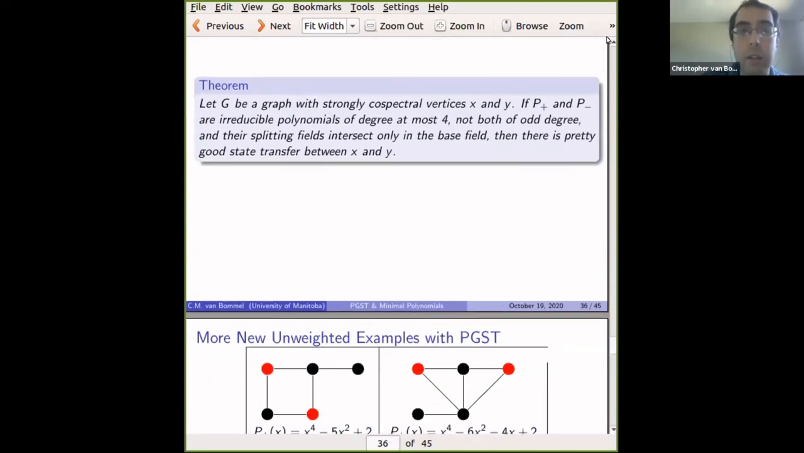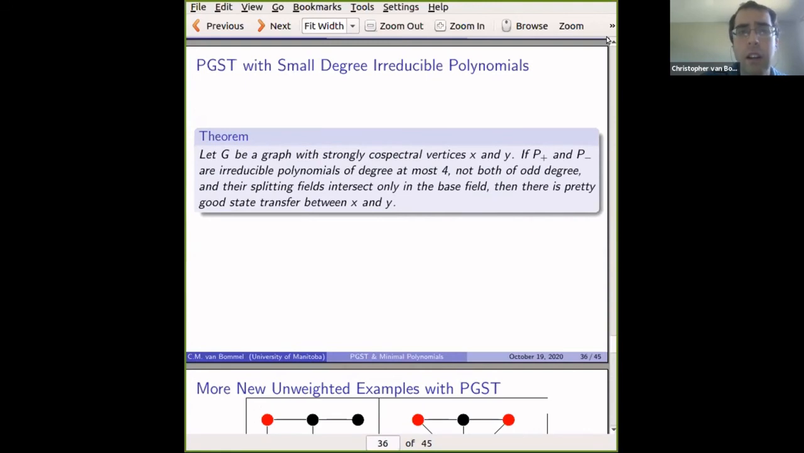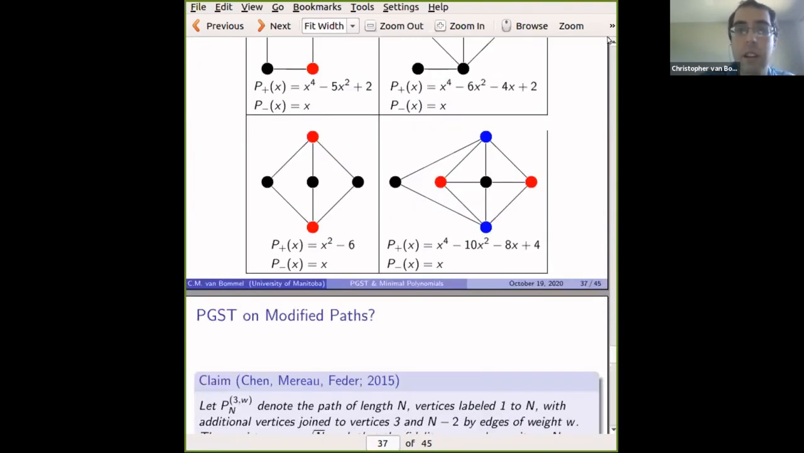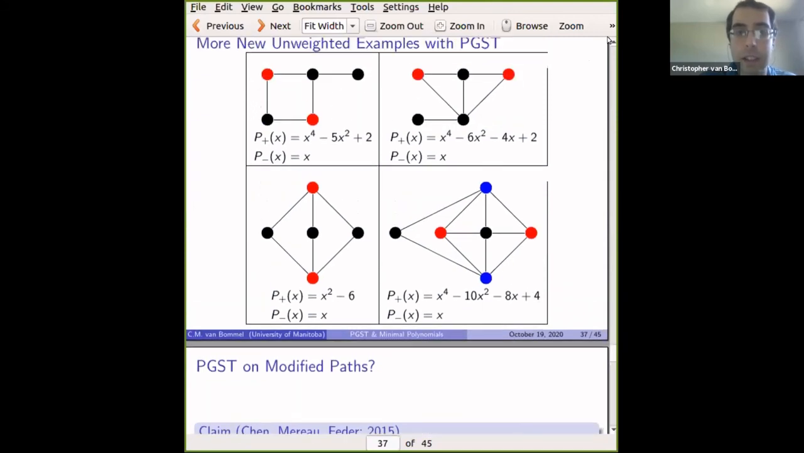So the idea here is if you have low degree irreducible polynomials, and I haven't seen yet how to go to higher degree ones, but I'm hopeful that there are, it seems likely that it would lead to other examples of pretty good state transfer as well. But if you have some conditions here, you'll achieve pretty good state transfer. So that gives us a couple more examples that fall into this idea.